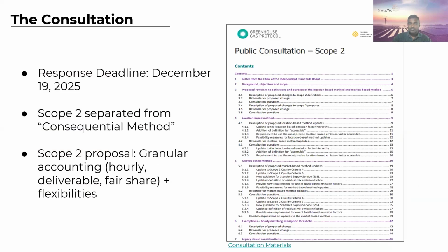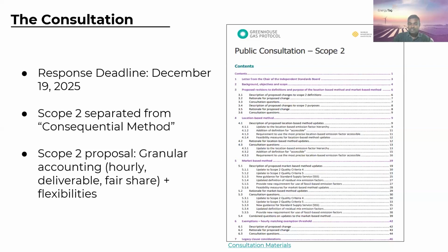Okay, so there is a consultation going on. The deadline is 19 December. Scope 2 is separated from the consequential method, and the consequential method is basically the impact of clean energy procurement. That's a different accounting method altogether. The GHG Protocol will develop another standard or guidelines for that. But Scope 2 is not equivalent to consequential accounting. So please make a note of that.